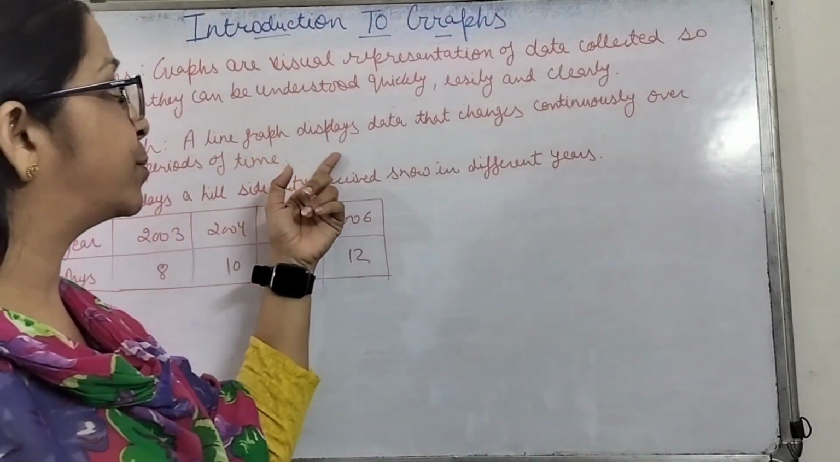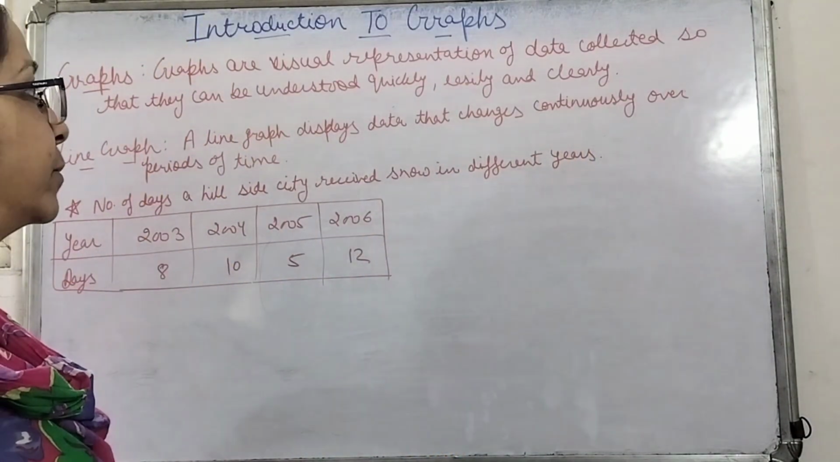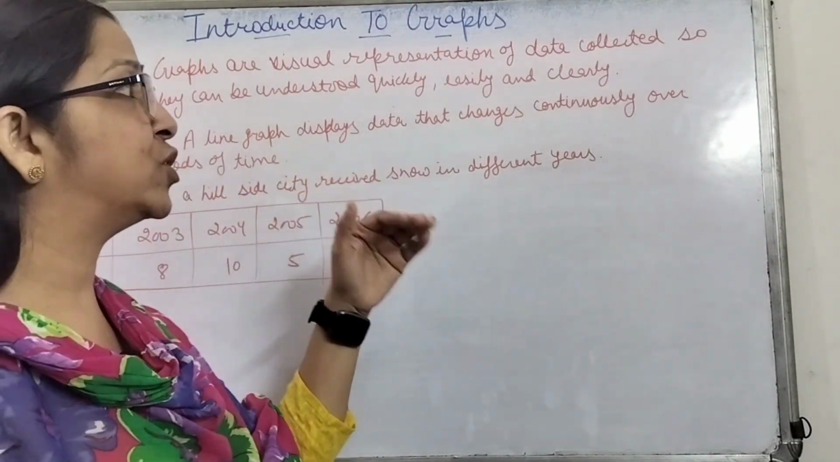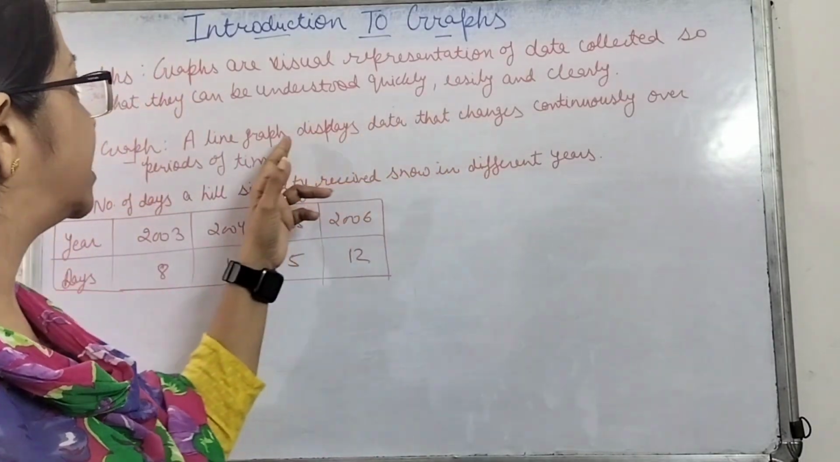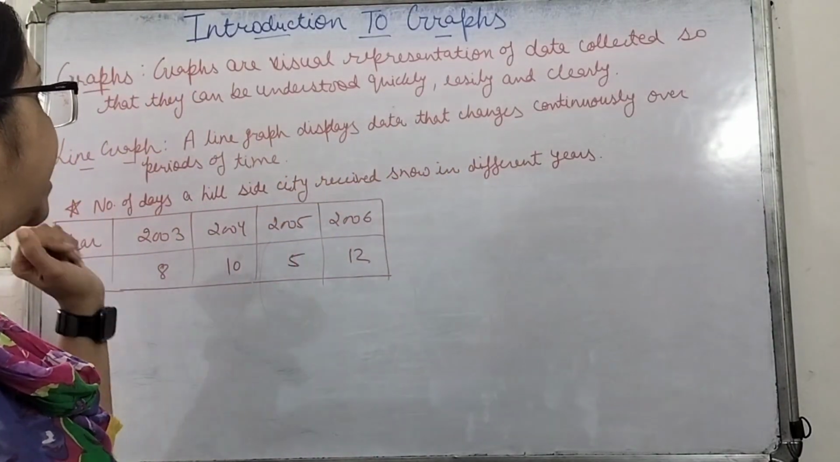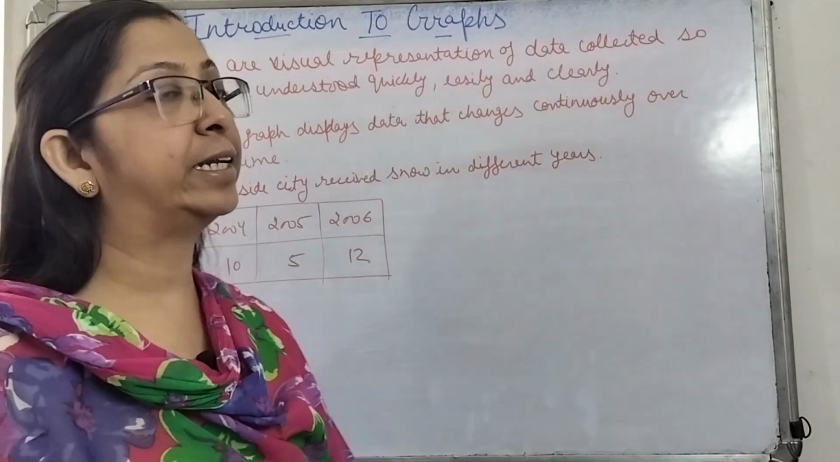So let's understand what is a line graph. A line graph displays data that changes continuously over periods of time. So whenever we have data which is changing continuously with the period of time, we can represent such type of data using a line graph. Now let's understand how we can represent the data using a line graph.